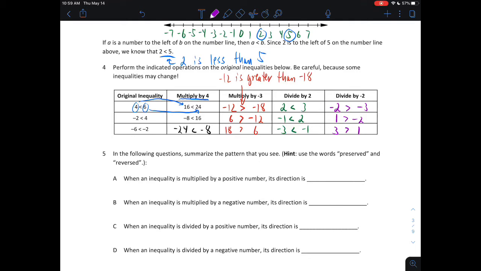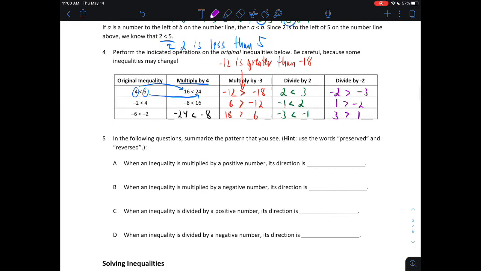So part A, when an inequality is multiplied by a positive number, its direction is, what is it, preserved or reversed? Well, let's take a look at the original inequalities. Notice that the 3 original inequalities all had the point pointing towards the left. It had a less than symbol. When we multiplied by positive 4, notice that they all stayed the same direction. So the direction, when multiplied by a positive number, is preserved.